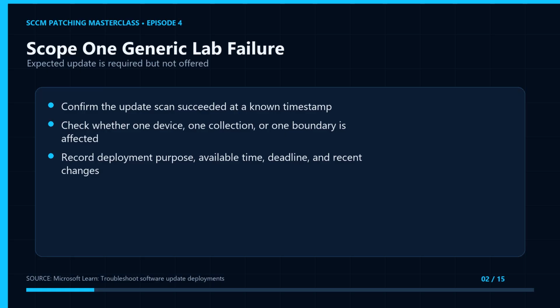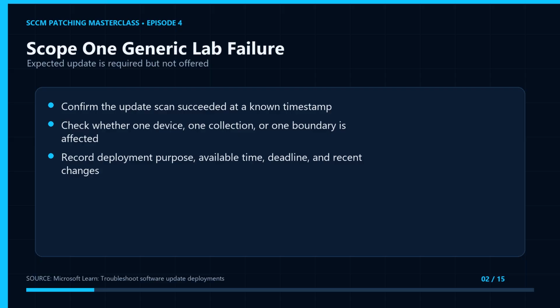Our generic scenario is simple. A current Configuration Manager client completed a software update scan. The console says the update is required for the device, and an administrator created a required deployment, but the update is not offered or installed.